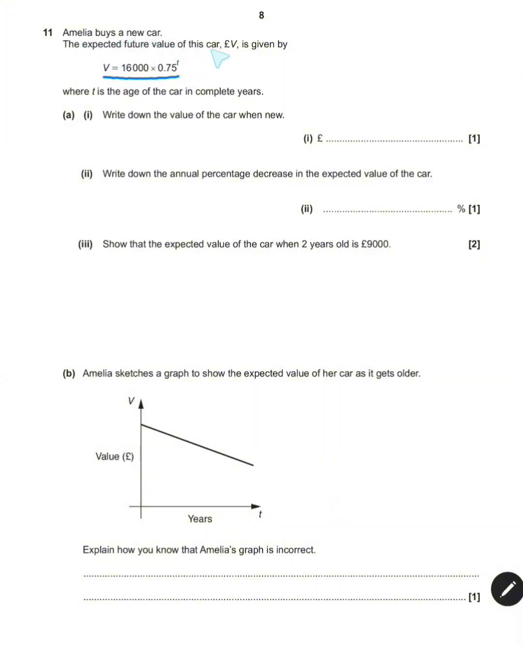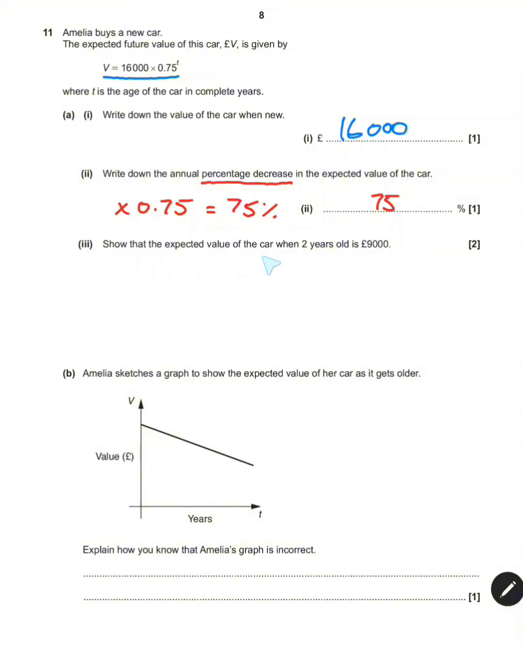The expected future value of the car is given by this formula. T is the age of the car in years, and we're asked for the value of the car when new. This initial number is always what you start with. Part 2 says what's the annual percentage decrease for the car? Well, we're multiplying by 0.75, and multiplying by 0.75 is the same as finding 75%.